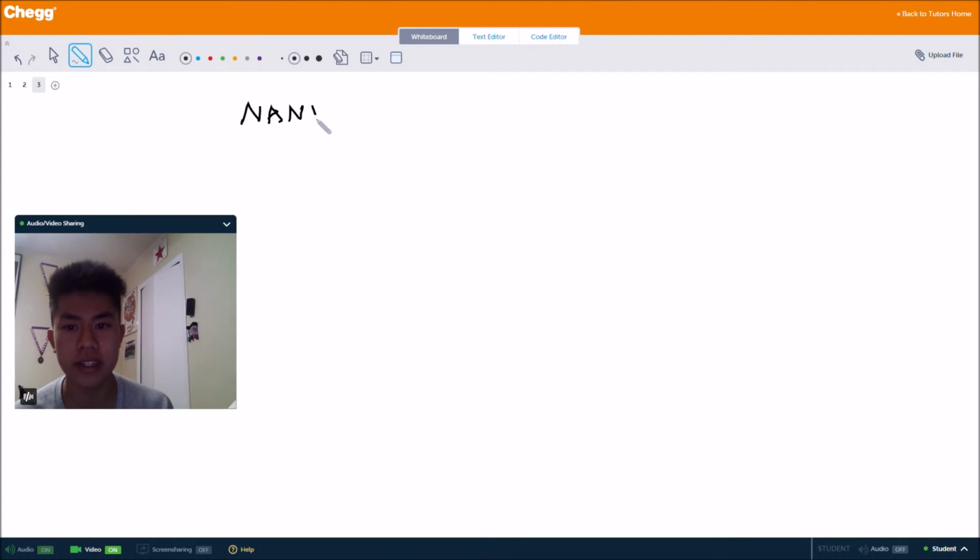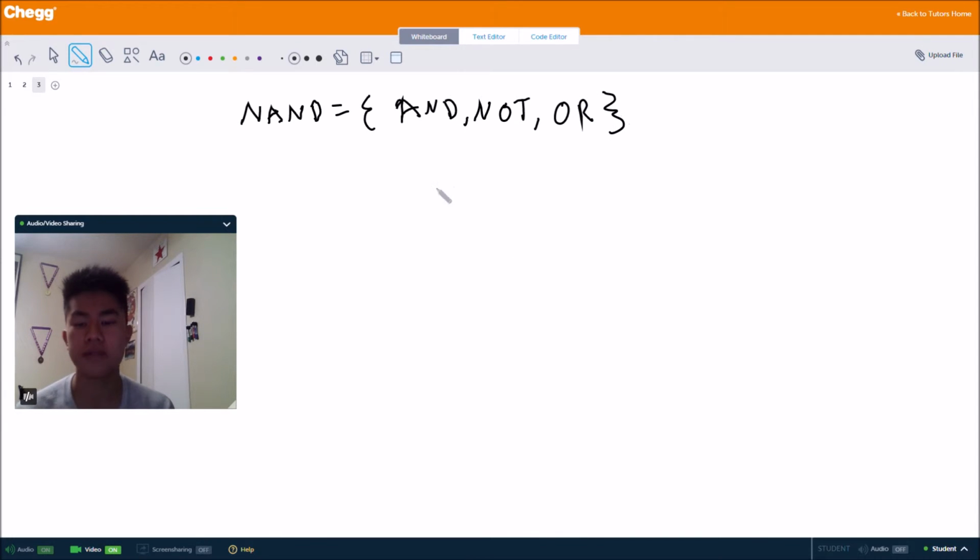Using only NAND gates, I am going to create the AND gate, the NOT gate, and the OR gate. Okay, and we know AND, NOT, and OR creates the universal set for logic circuits. We know that everything can be created with AND, NOT, and OR gates. So if a NAND gate can produce these 3 logic gates, then logically a NAND gate can create all these digital logic circuits.